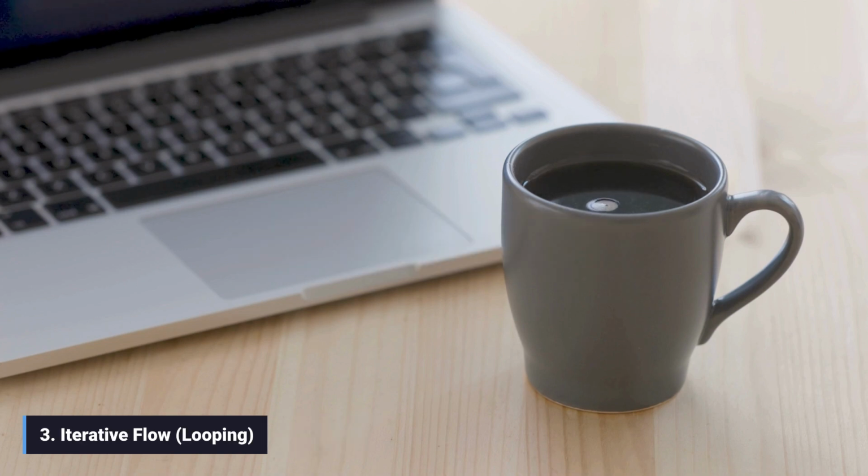3. Iterative flow. This allows the program to repeat a block of code multiple times. This is perfect for tasks like processing every item in a list or running a process until a condition is met. This may be handled by for and while loops.